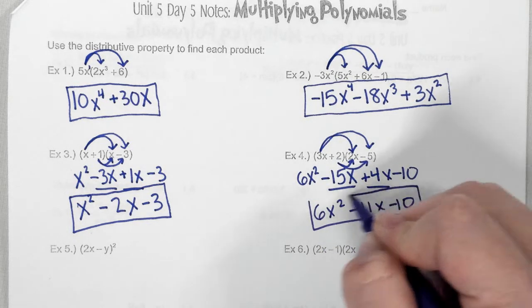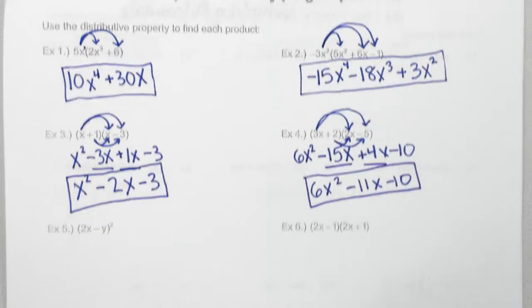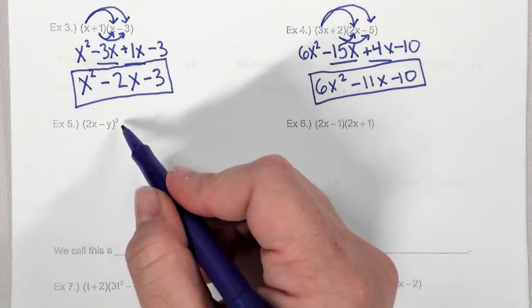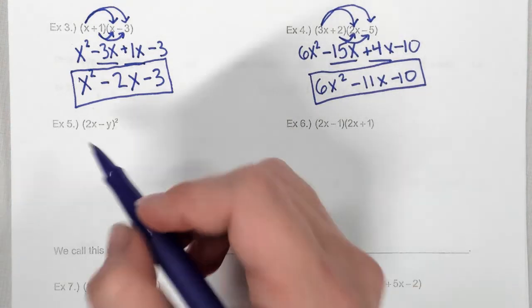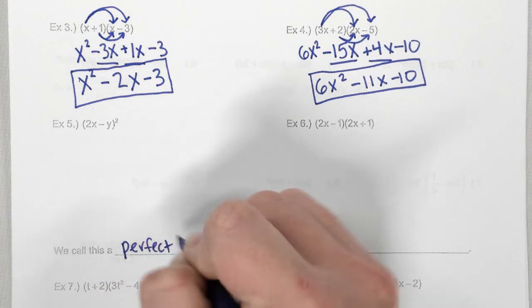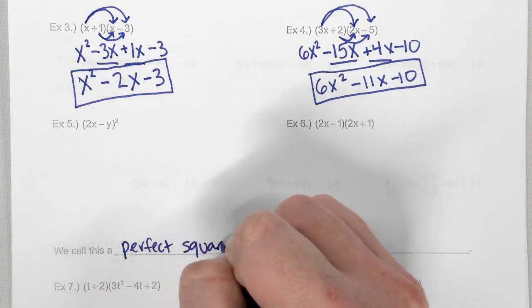Okay, so the next two are very, very similar, except they have special names, and this will make a lot more sense when we're factoring, which is going backwards, but today it's fine. So this one, what do we notice? It's squared, so we call this a perfect square because it's the same thing times the same thing.